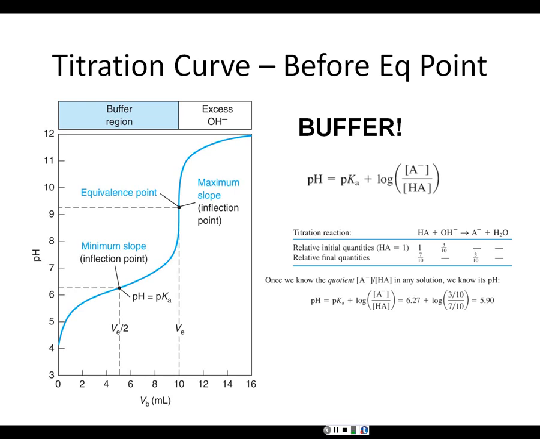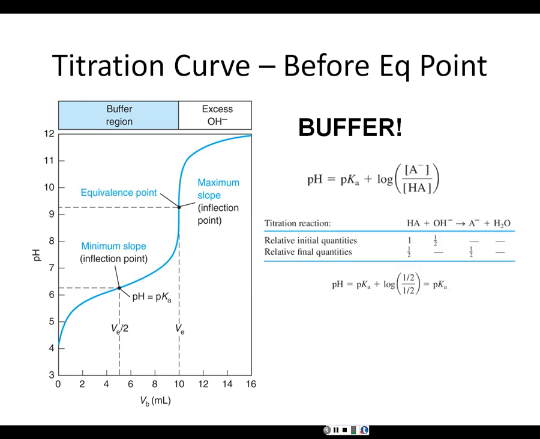So at the bottom, pH equals the pKa plus the log of the base concentration over the acid concentration. For this particular acid, the pKa is 6.27, and again we found that in our final quantities, we have 3/10 of base that has been generated and 7/10 of the initial acid remaining, and we can plug that ratio into the log there, and we get a pH of 5.9. We can do this any time prior to the equivalence point where we have a buffer.